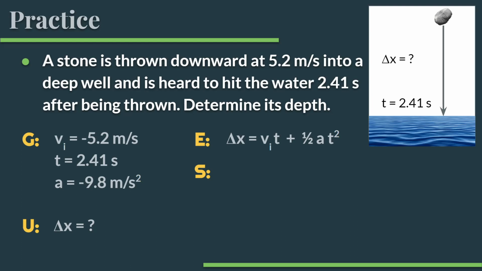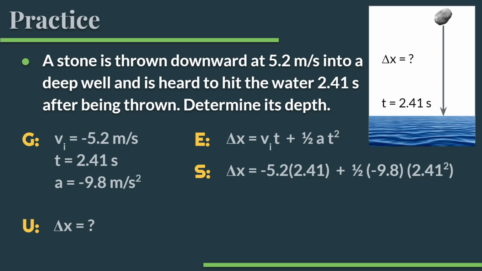Okay, so substituting in, we get this: negative 5.2 times 2.41 plus 1/2 times negative 9.8 times 2.41 squared. Guys, be careful with your signs. Whenever you do this, make sure that you get the right signs here, because this is addition in between here, so really this ends up being subtraction. Whether you're adding or subtracting from a positive or negative number is going to give you a different answer. So check those signs, make sure they're correct.